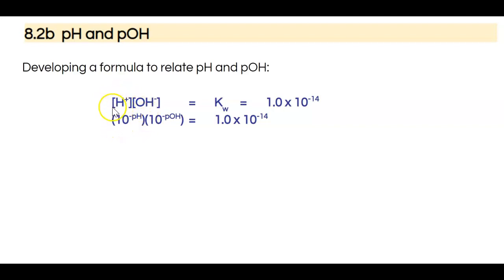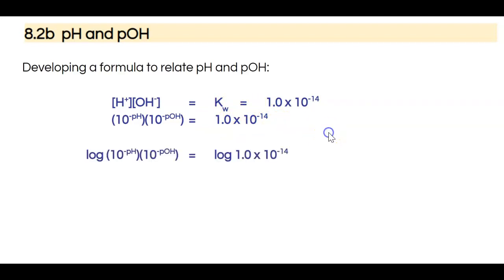So I know that I can calculate the hydrogen ion concentration by taking 10 to the negative pH. And I can do the same thing with the analogous formula for pOH. And all of that's still going to be equal to 1.0 times 10 to the negative 14.